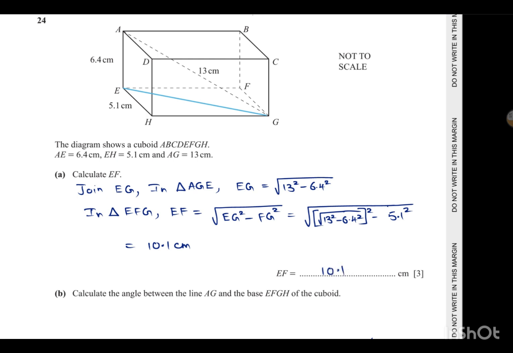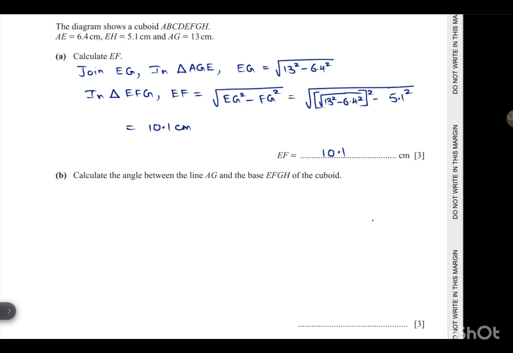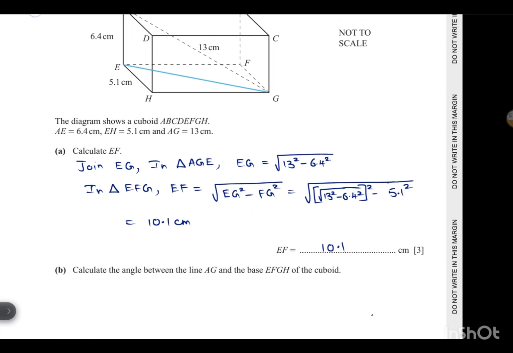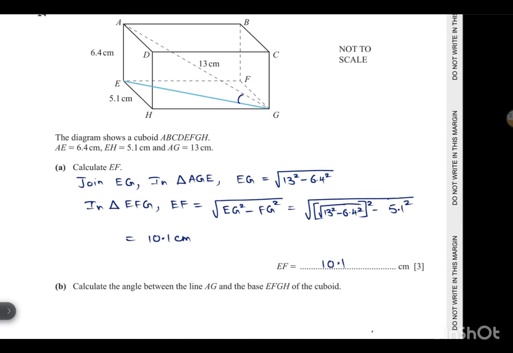Question B, calculate the angle between the line AG and the base EFGH of the cuboid. We need to find the angle now. We already drew the diagonal at the base, so we need to find this angle, angle AGE. So you can use here the sine rule, because you have the opposite side here. The opposite side of this angle is given to us, and we also know that the opposite side of the right angle is 13. Using the sine rule we can find out this angle here. So just follow that.